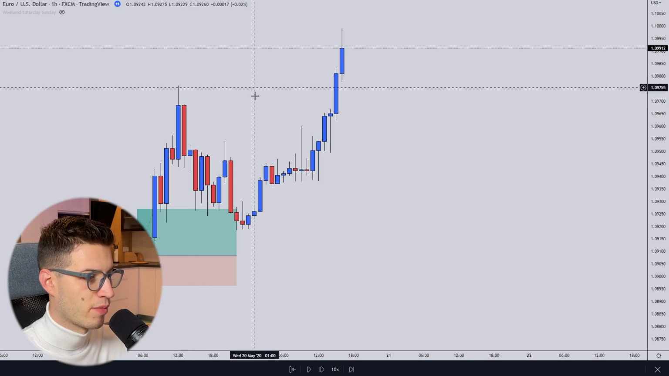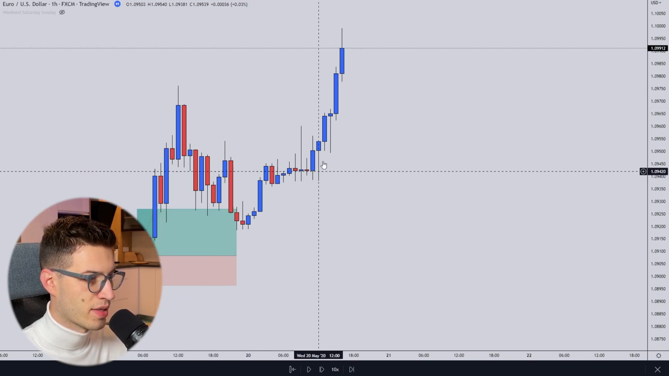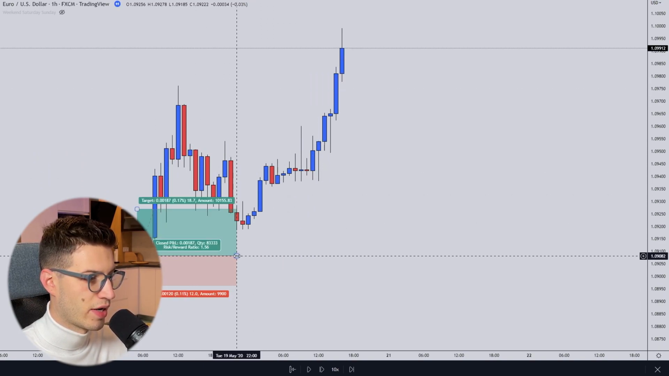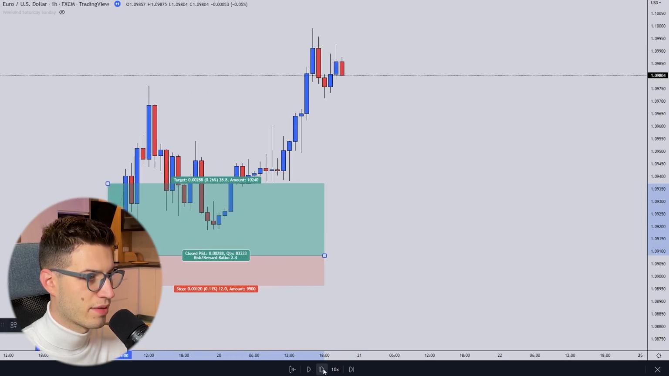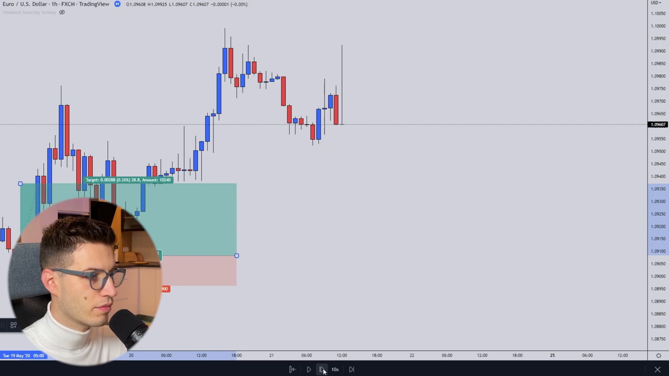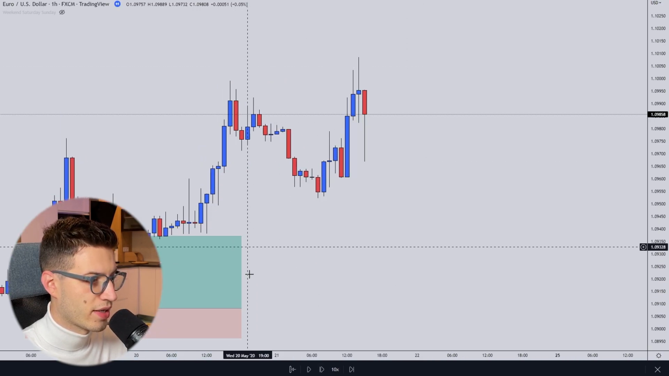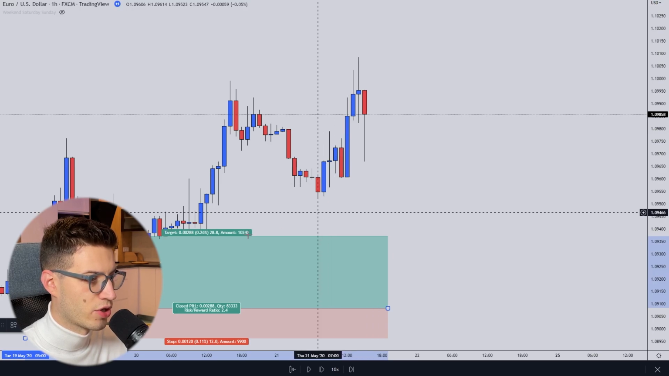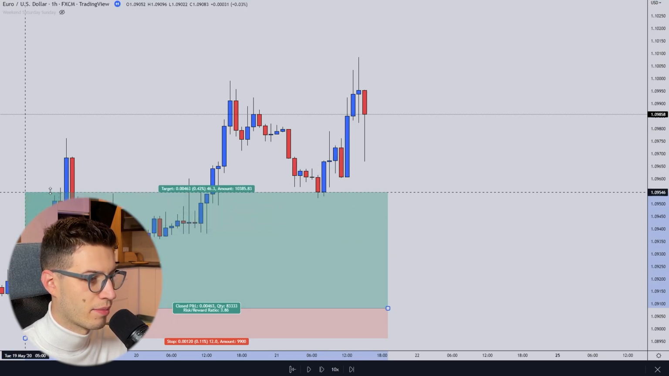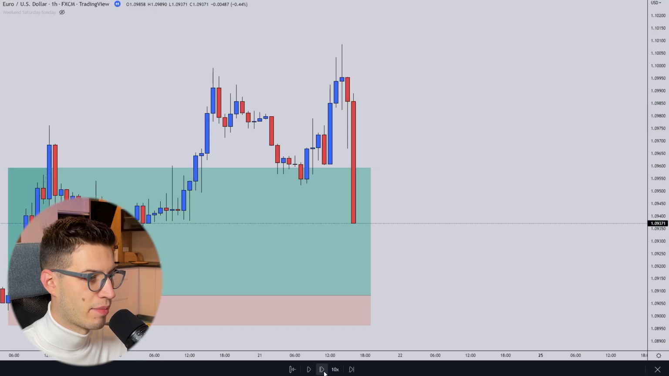I still have not moved my stop loss. Now we have broken the most recent high. I can move my stop loss underneath the most recent low, which is right here. So now we're in some profit, and then let's see what happens next. Price breaks the high again. We can again move our stop loss underneath the most recent low, which is this one right here. So we're banking more profit, and let's see what happens next.